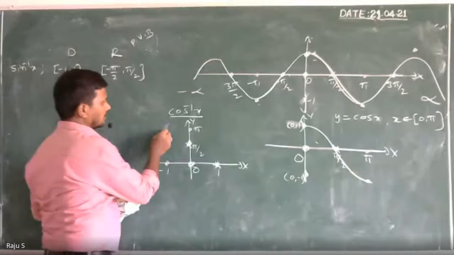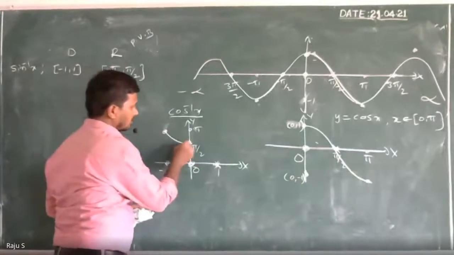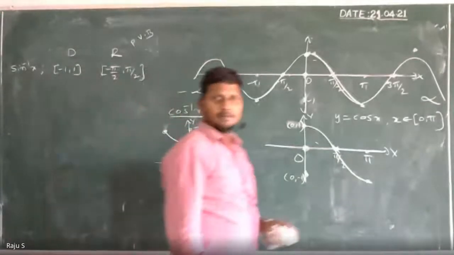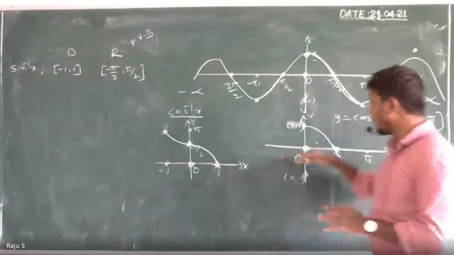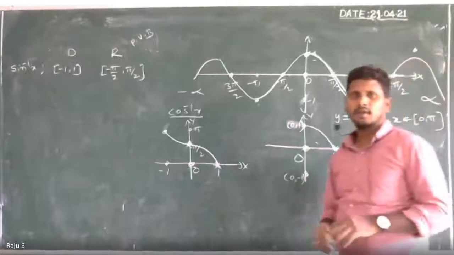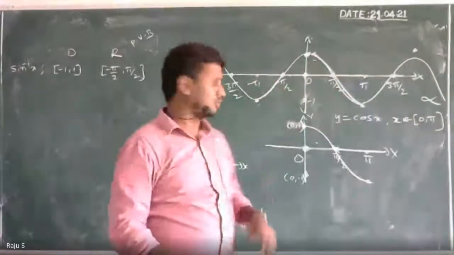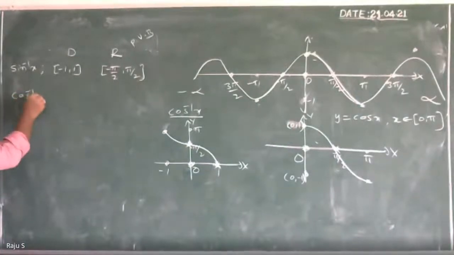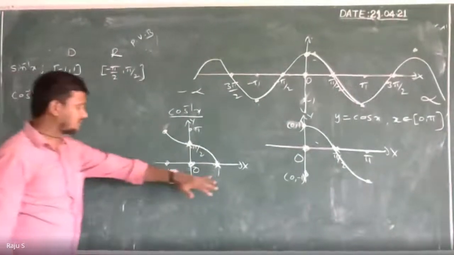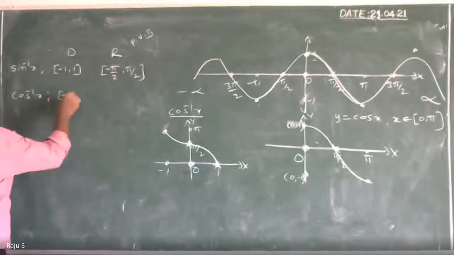So now, joining these points by a smooth curve. Simple. Take the x value of cos on the y-axis, and the y values on the x-axis. So this is the inverse. What do you observe here? The domain of cos inverse x is what? Domain means x-axis values: minus 1 to 1.